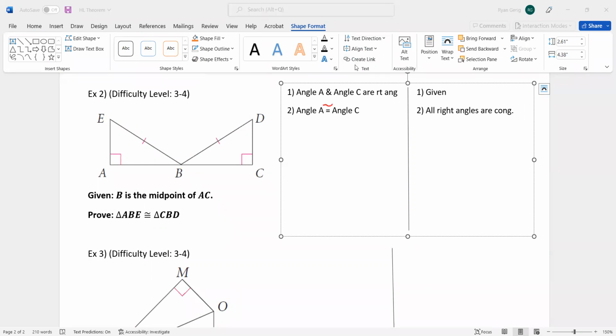Again, I will talk more about that in class. Technically, what you should say here is that triangle ABE and triangle CBD are right triangles. But we're going to just stick with this for right now. All right, so all right angles are congruent. There's one piece. I'll go with the next easy part. EB is congruent to DB. It's given. And that's our second piece.